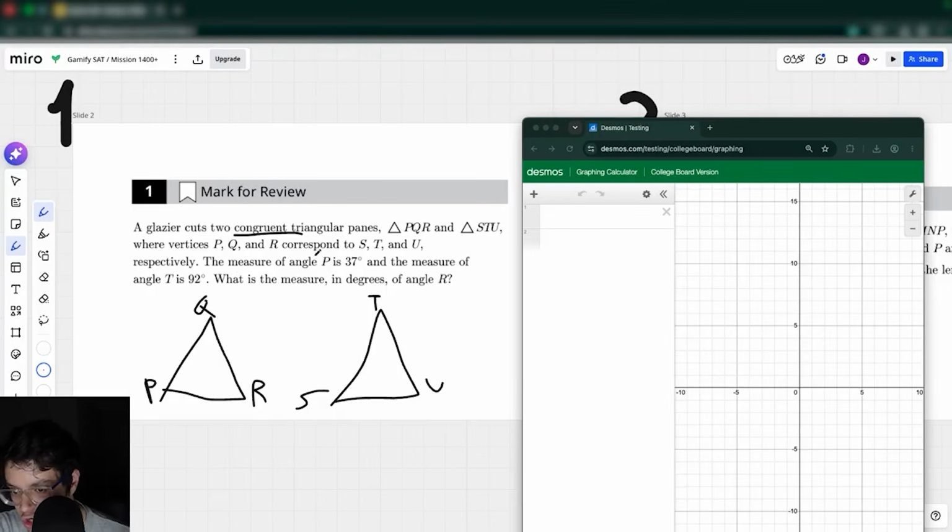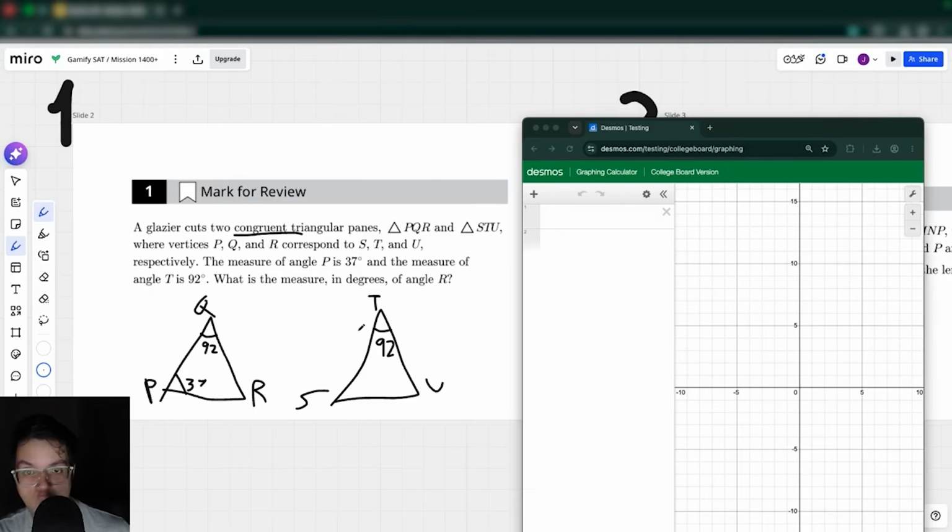Okay, so it says here the measure of angle P is 37 degrees. So that'd be 37. And then it says the measure of angle T would be 92 degrees. How would you find the measure of angle R over here? Well, the thing to know with this is that since they are congruent, you just know that this angle over here must also be 92 degrees. Because again, that's just how congruency works. It's the same as if they were similar. They would have the same exact angles in the same places.